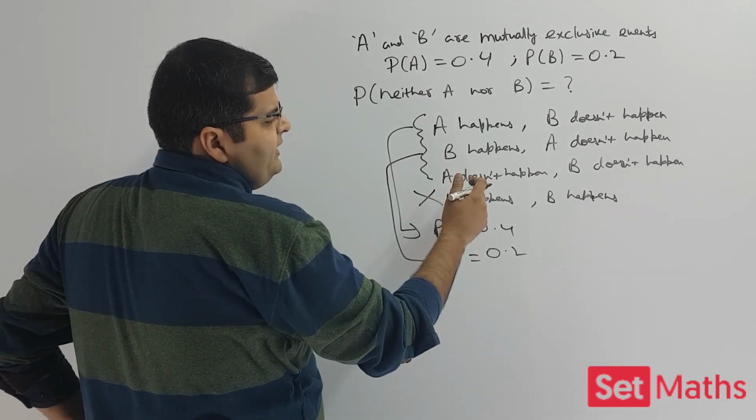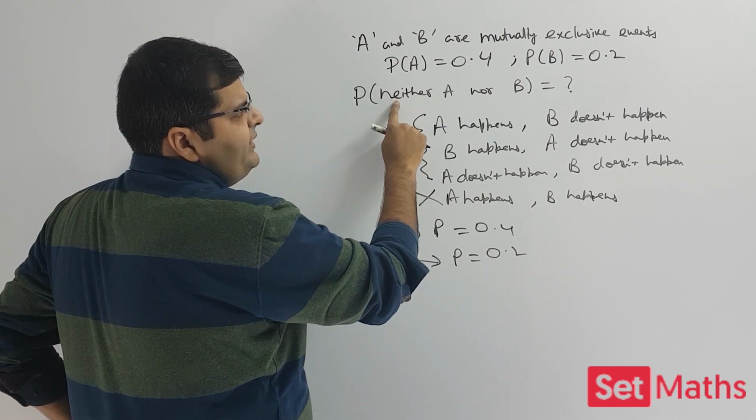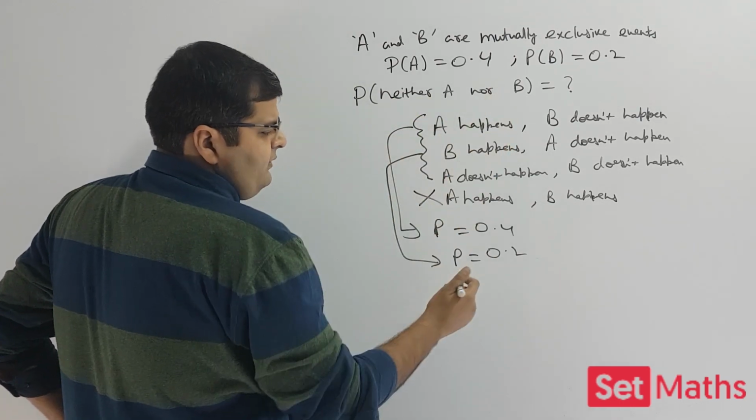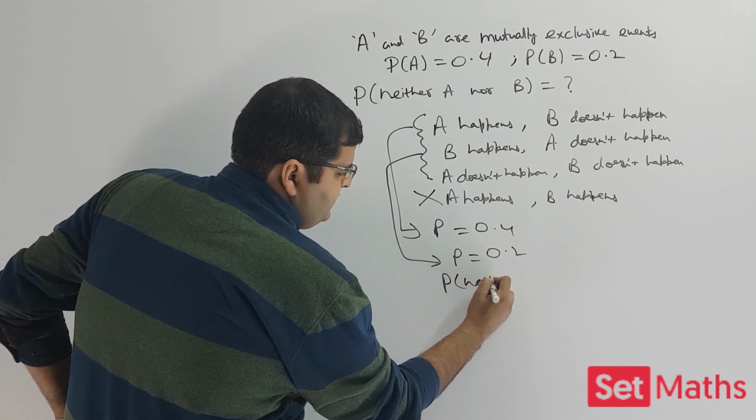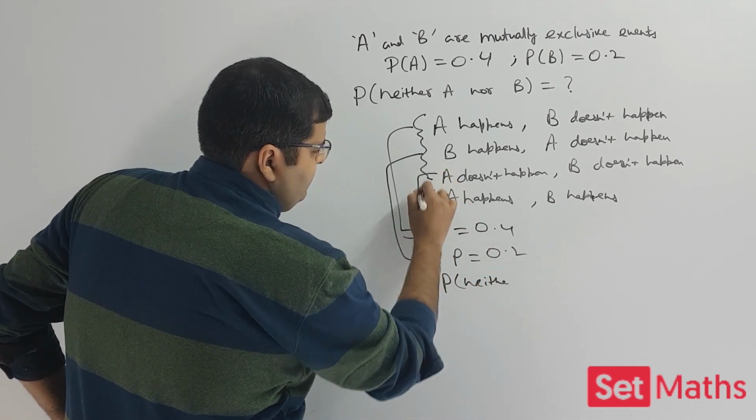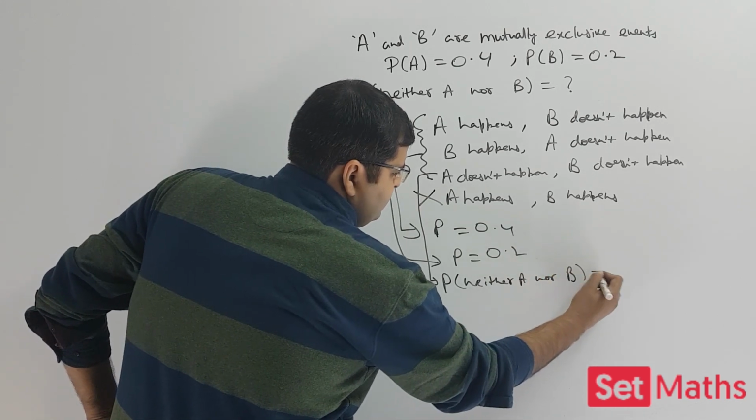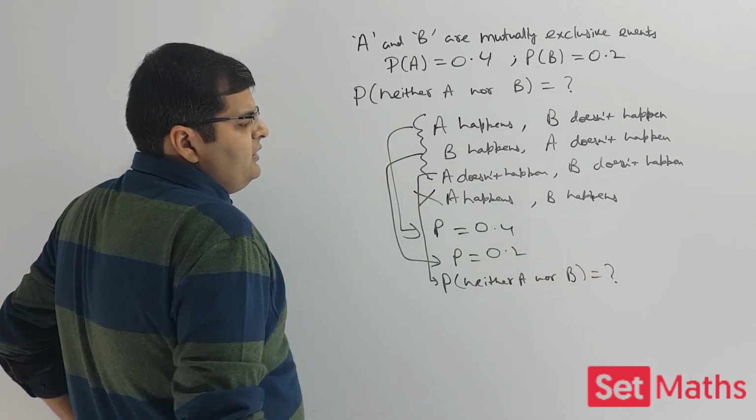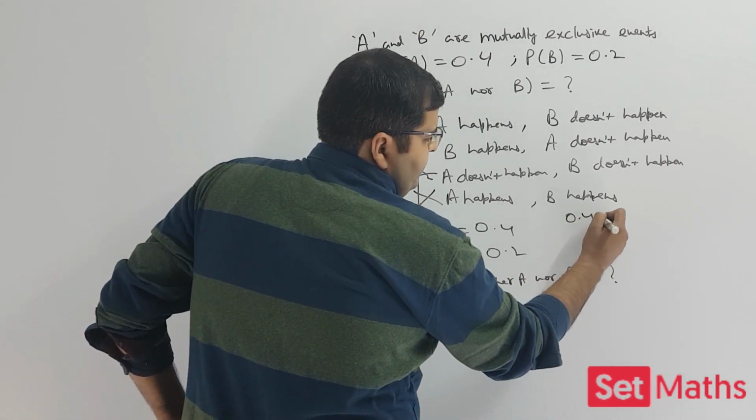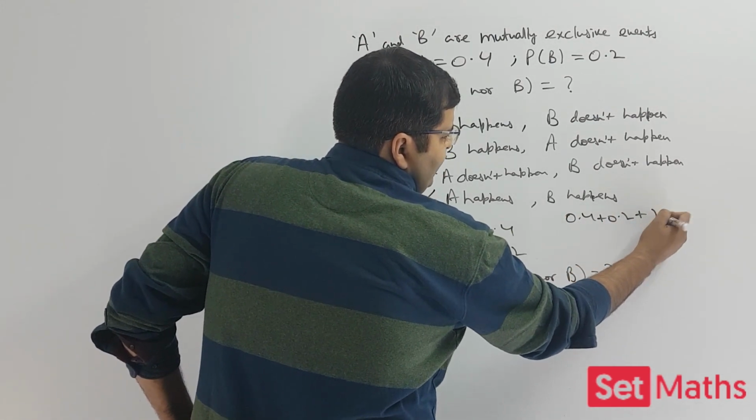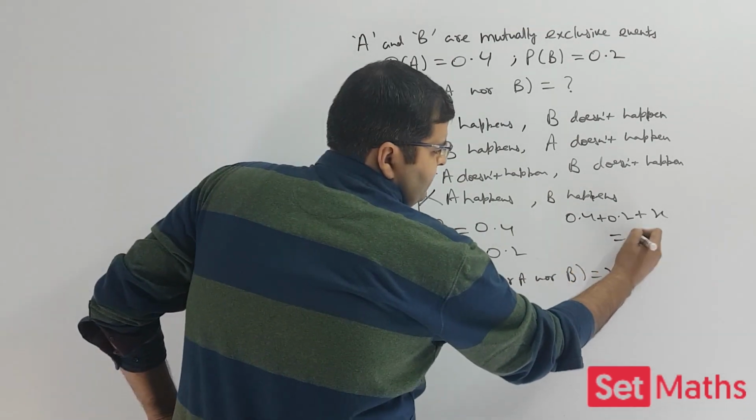Okay, and finally A doesn't happen and B doesn't happen. That is what we have to calculate, probability of neither A nor B. Okay, so this is what we have to find. Now if I add these three probabilities, it should be equal to 1. So 0.4 plus 0.2 plus x, let's call this x. This should be equal to 1.